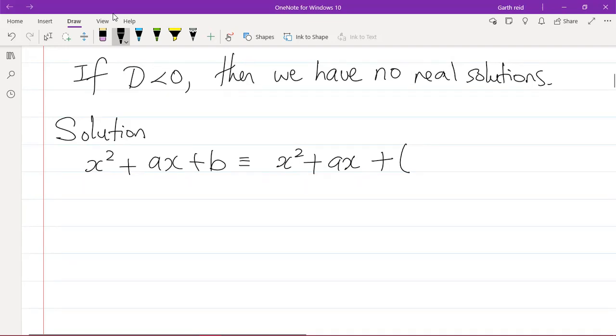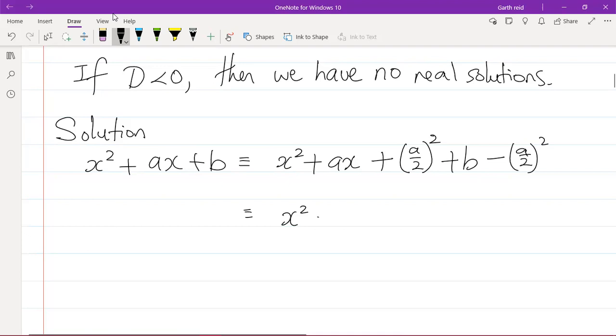So it's going to be a half of a, or a over 2, squared. All right, so I'm going to add and also subtract that same constant. So I'm going to write back the b first, and then subtract a over 2 all squared. Okay? Now by doing that, it means that I will have a perfect square. So let me just simplify first.